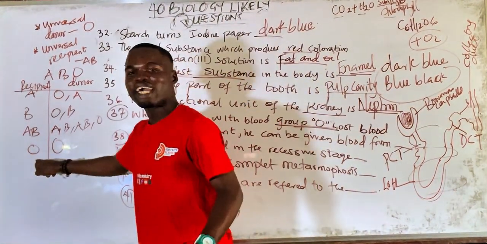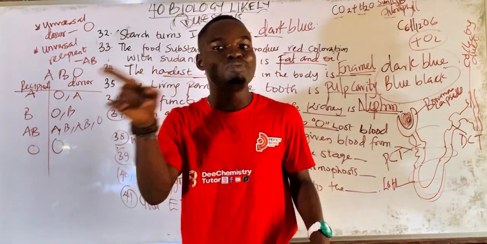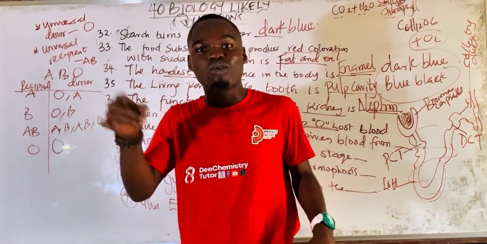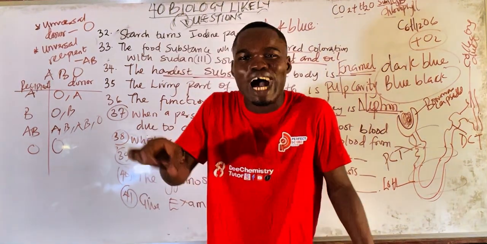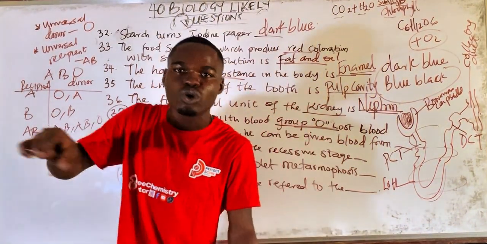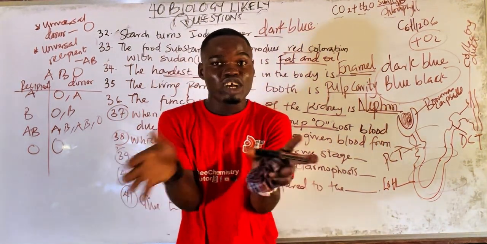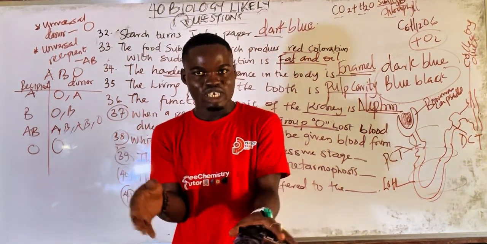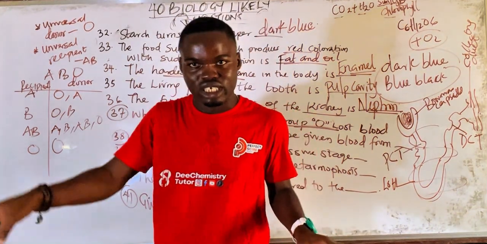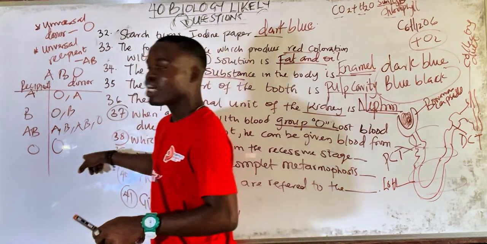Blood group O has antibody A and antibody B. The antibodies are called agglutinins. The antigens are called agglutinogens. So when incompatible blood groups mix, there will be agglutination, that is clumping of blood. Okay, now you can see what I'm saying here.